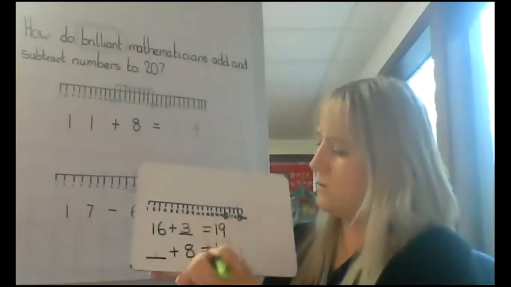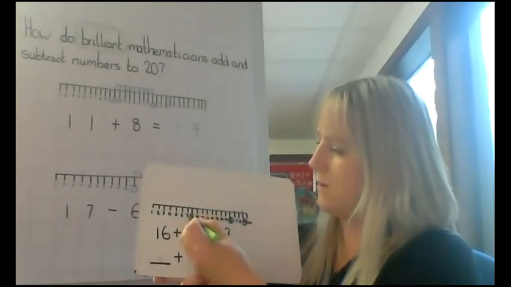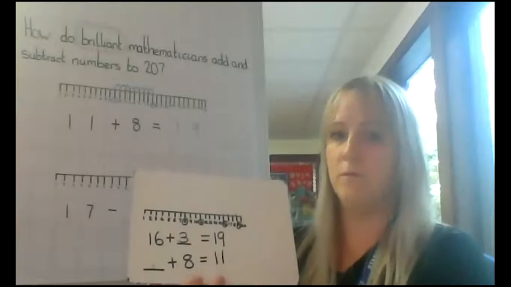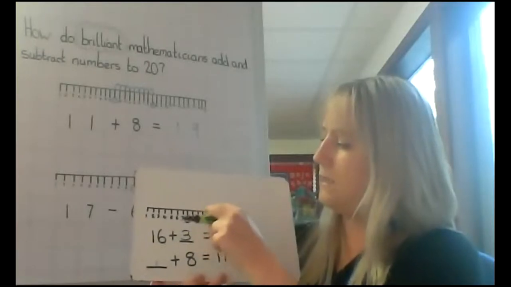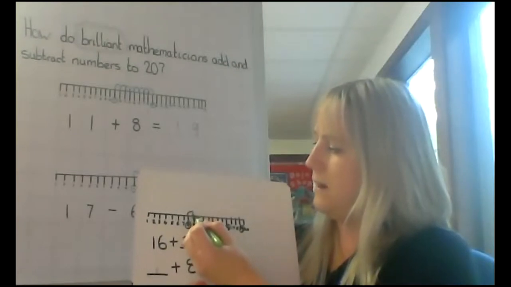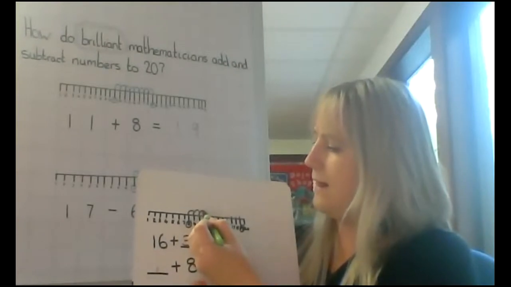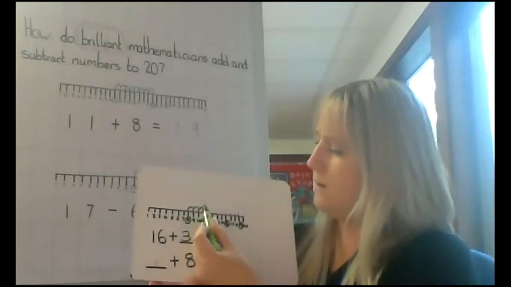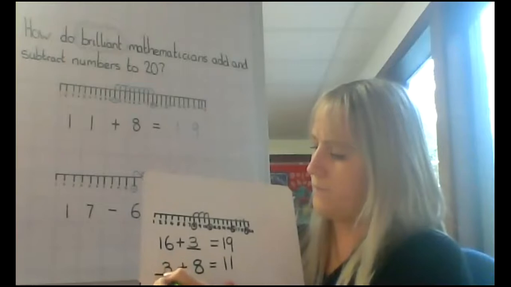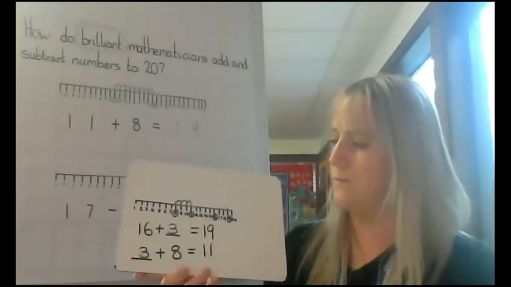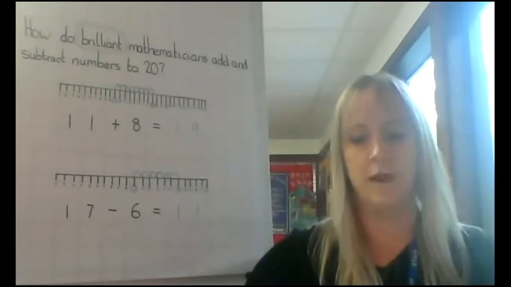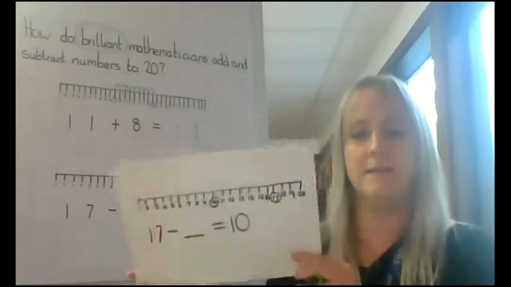Again, I circle the two numbers I have. So I'll circle my 8 and I circle my 11. Now, like I said before, you need to do how many jumps it is in between those two numbers. So start on 8, 9, 10, 11. I've got 1, 2, 3 jumps. So I'm going to write my answer here. 3 add 8 equals 11. Now that's for addition. If you're doing subtraction, it's going to be slightly different.